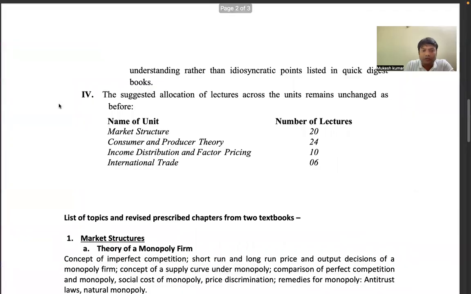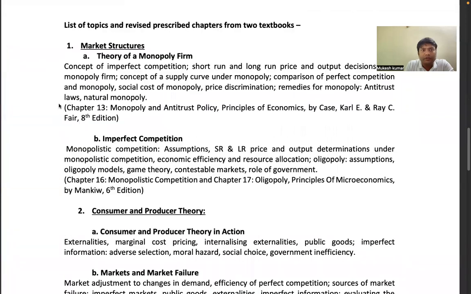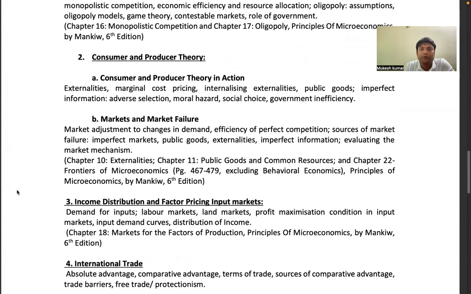Okay, so in the first unit, the market structure, there are two subunits: theory of monopoly firm and imperfect competition. For theory of monopoly firm, the book is chapter 13, Case and Fair. For imperfect competition, that will include monopolistic competition and the oligopoly, that is from Mankiw. And for all other chapters, you have to follow Mankiw.